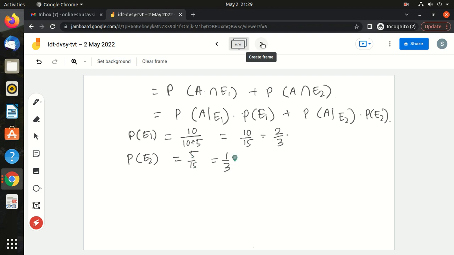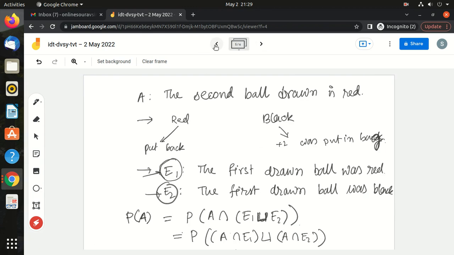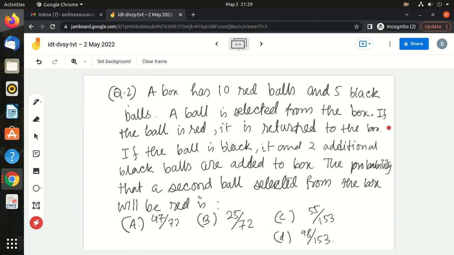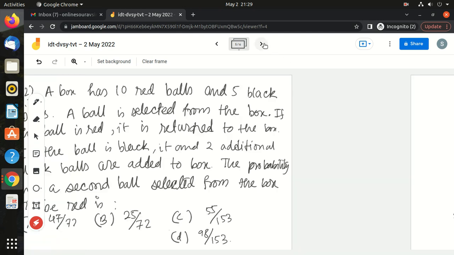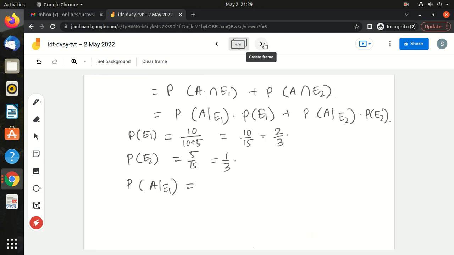Now, what is the probability of A given E1? A given E1 means you draw the red ball and then you put it back. Just look at the question. What did it say? If the ball is red, you just return it to the box or the bag. If you return it, it again has 10 red balls and 5 black balls. So getting the black ball again has the same probability, 5 over 15. So it is 1 upon 3.